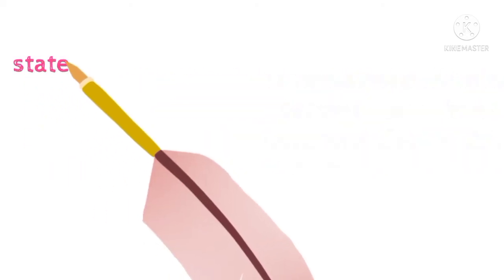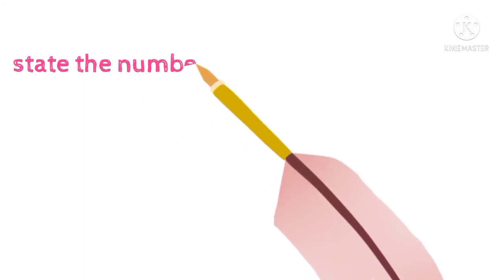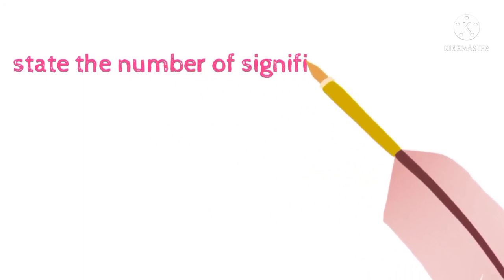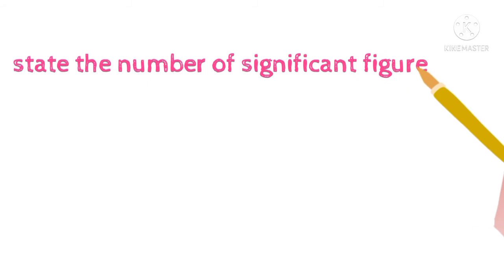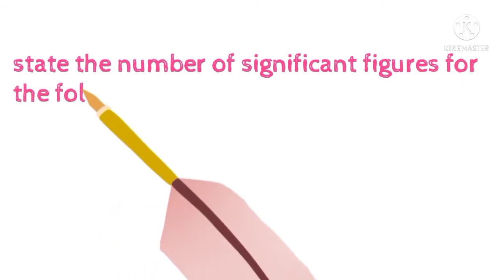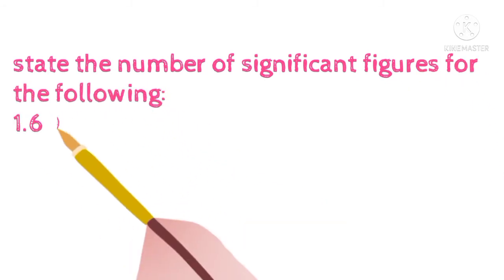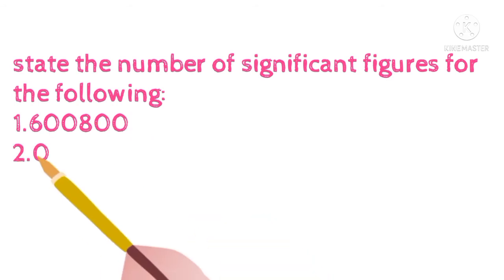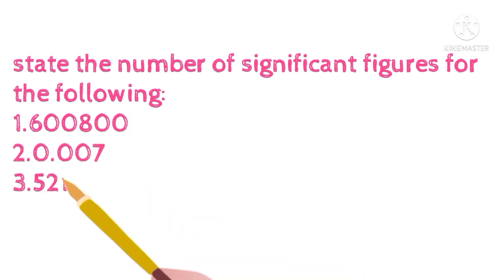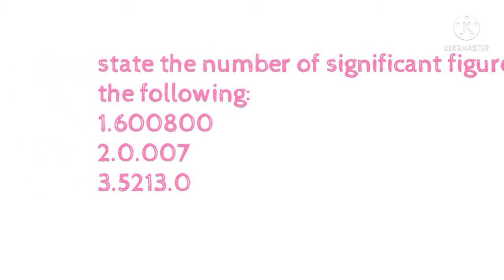Okay students, let's solve the following examples. State the number of significant figures in the following. The first number is 600800. The answer is 4. The second number is 0.007. For this, the number of significant figures is 1. And for the last example, the answer is 5.